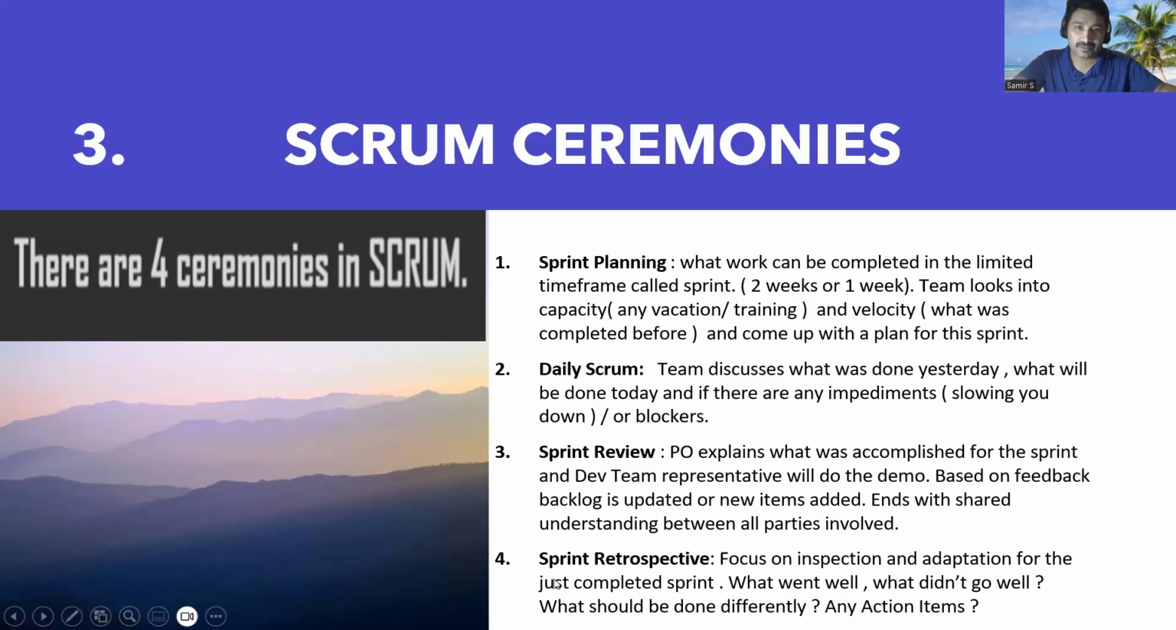The fourth ceremony here is sprint retrospective. So what is sprint retrospective? It focuses on inspection and adaptation for the just completed sprint. Sprint retrospective is always conducted after the sprint. So let's say today the sprint is ending, the sprint retrospective will be tomorrow. And what are we focusing on? We are focusing on inspection and adaptation.